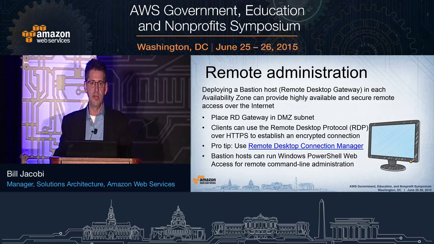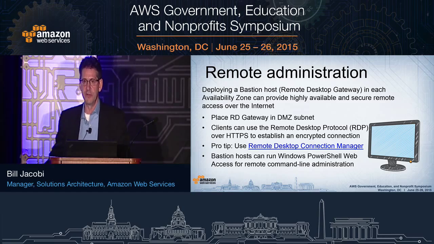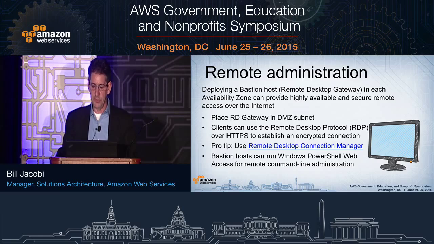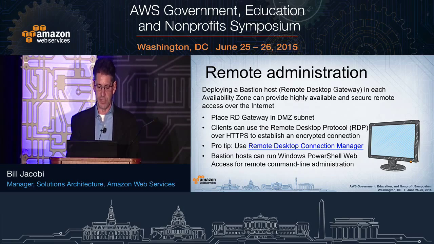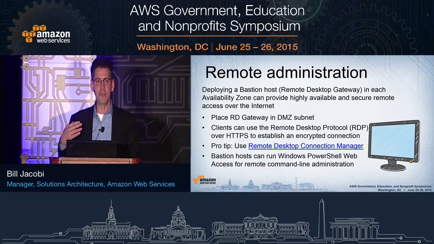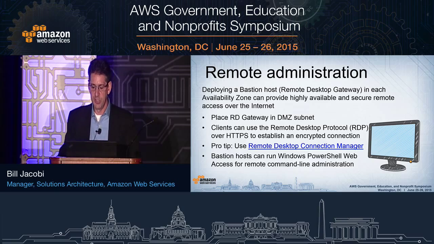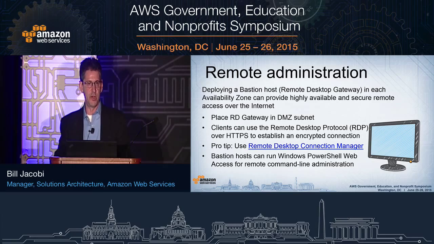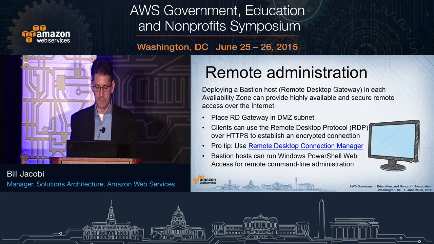You can encapsulate RDP over HTTPS and establish an encrypted connection. I'll talk more about that. What I would call a pro tip is to use Remote Desktop Connection Manager, and I'll show you a screenshot of what that looks like in just a second. Managing Windows servers with RDP means that you're using a full screen interface. Microsoft, I think, has done a really good job over the past few years of creating scripted administration capabilities of Windows servers via PowerShell. So you can also install PowerShell web access on your Bastion hosts, and you can do all of your configuration of your backend servers through PowerShell or through RDP, accessing the graphical interfaces.